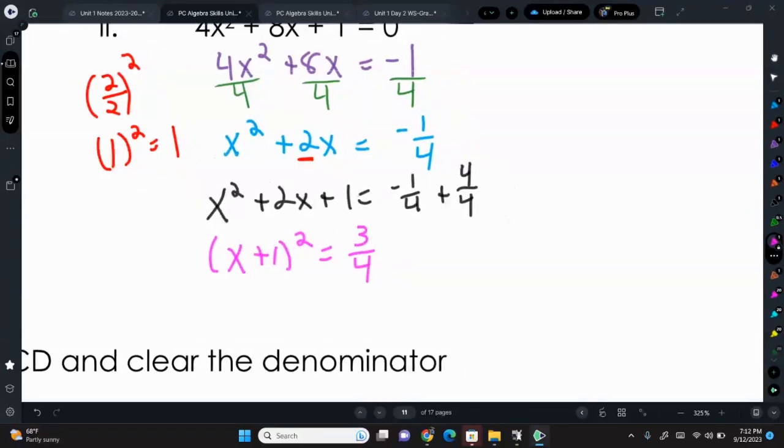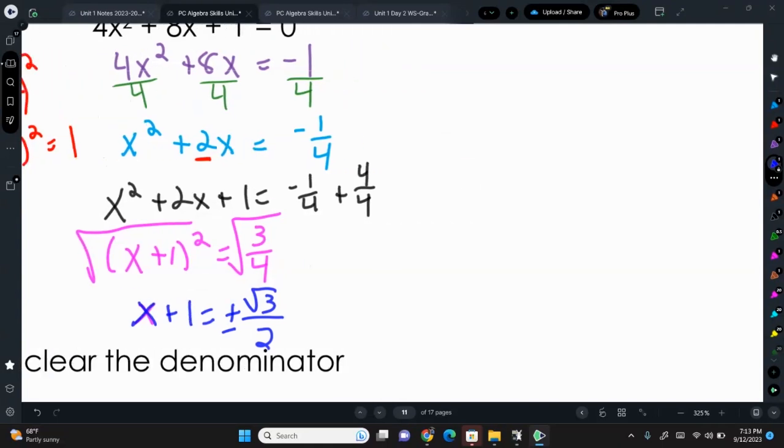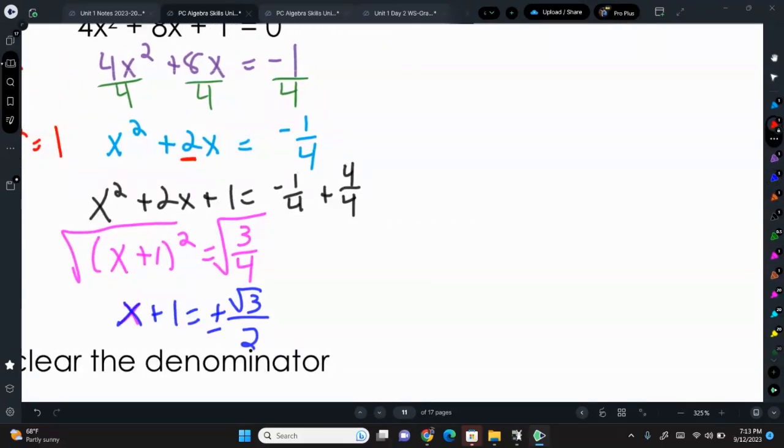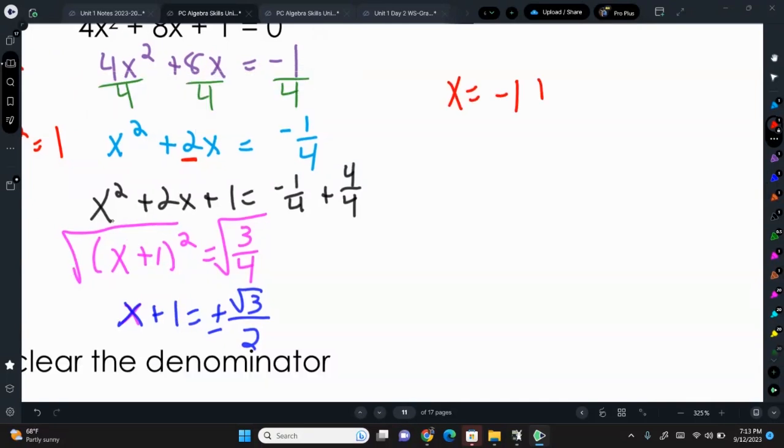So then we will square root both sides. And when we square root the left side, we get x plus 1 equals the square root of 3 over the square root of 4, which is 2. We have to make sure we do plus or minus. And then finally, we're going to subtract 1 from both sides, so x equals -1 plus or minus the square root of 3 over 2. And we're going to leave our answer just like that.